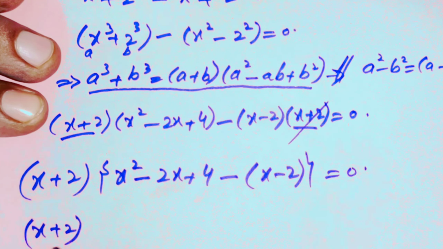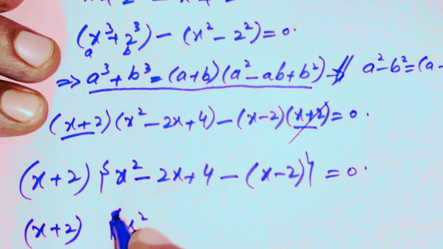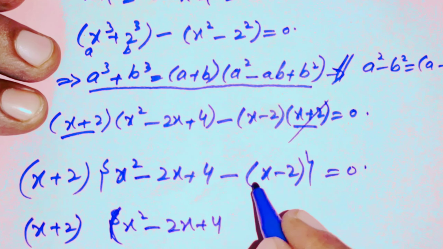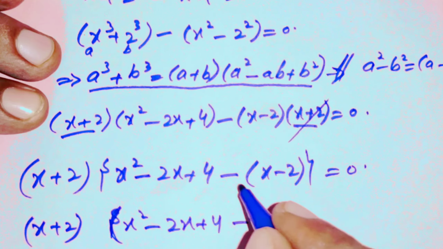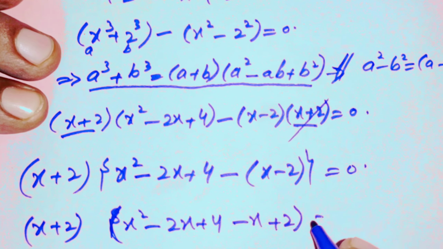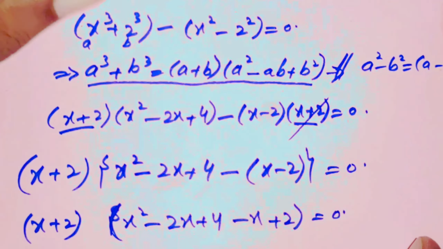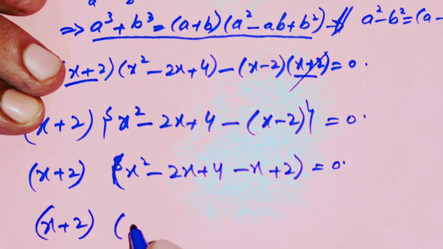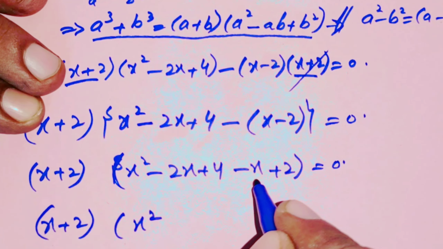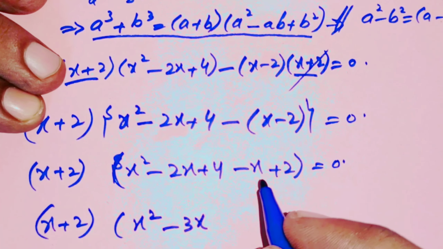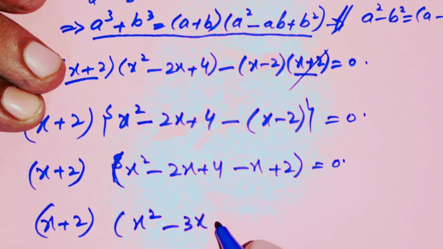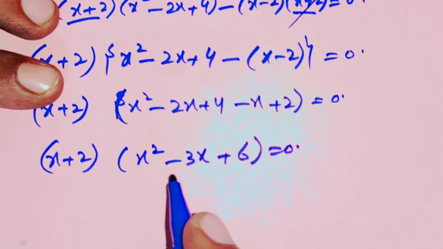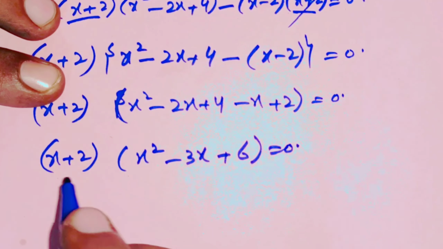Here x plus 2 remains same, x squared minus 2x plus 4 remains same, and we will multiply minus with this bracket. So it will be minus x, and minus into minus plus 2 equal 0. Now x plus 2 remains same. Here we get x square minus 2x minus x, it will be minus 3x, and here we have 4 plus 2, 4 plus 2 will be 6 equal 0. Now we have two terms, x plus 2 and x square minus 3x plus 6 equal 0.